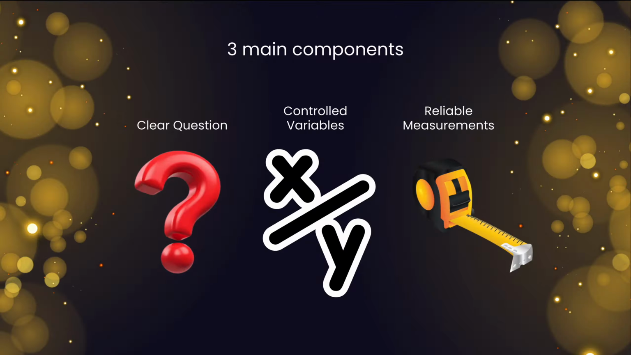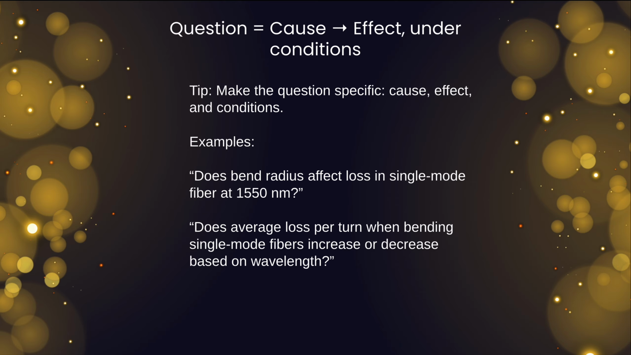So there's three main components of a scientific experiment, which includes one clear question, controlled variables, and reliable measurements. And we'll go over those in more detail in the following slides. So the question should have a cause and effect under certain conditions, and those conditions should usually be controlled. So a tip is to make the question very specific: a specific cause, a specific effect, and a certain condition.